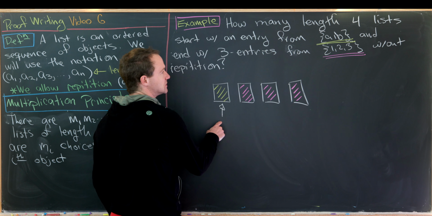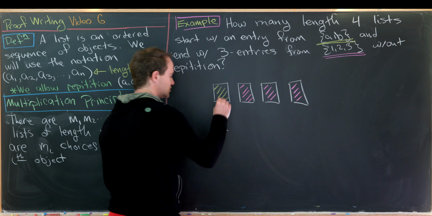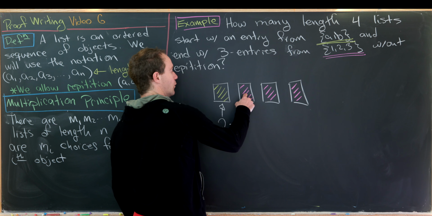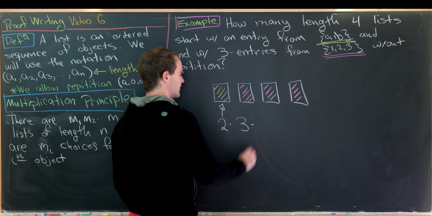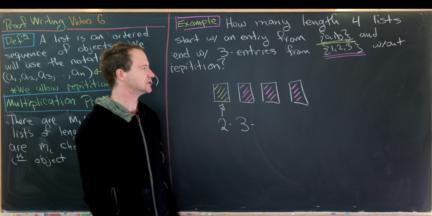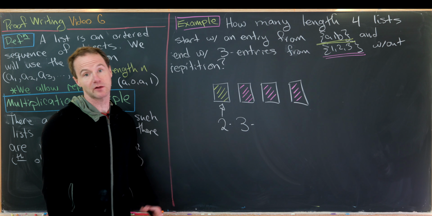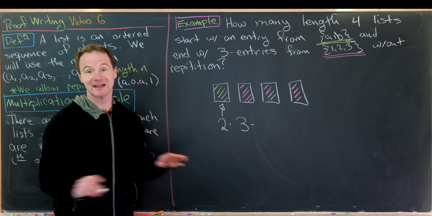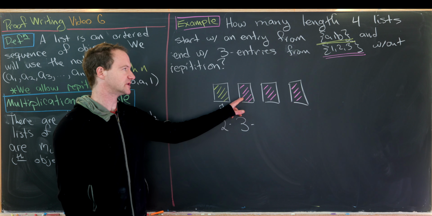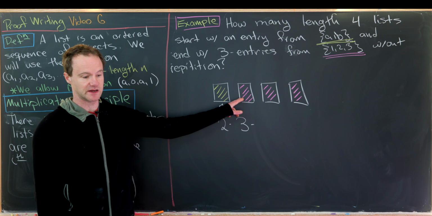So we can choose from A or B here, so that's 2 total choices. And then we can choose from 1, 2, 3 here, that's 3 total choices. And you might say, well, here we can also choose from 1, 2, or 3. That'll be 3 more choices. But that's wrong. And that's wrong because we've already used one of the choices from 1, 2, 3 here.